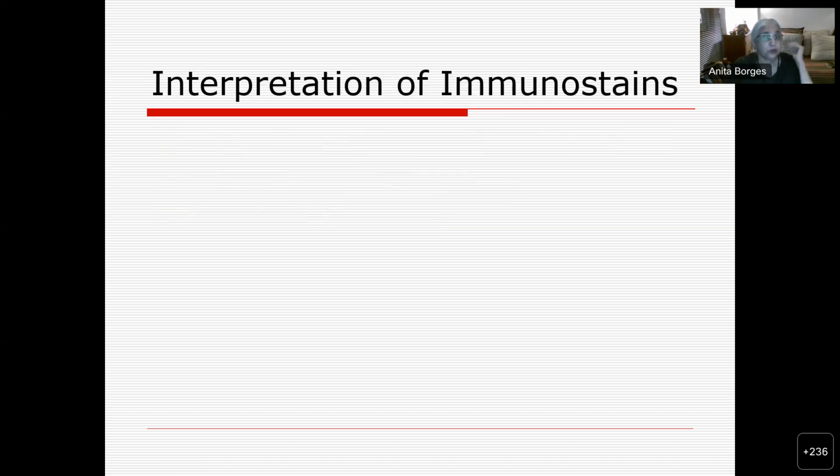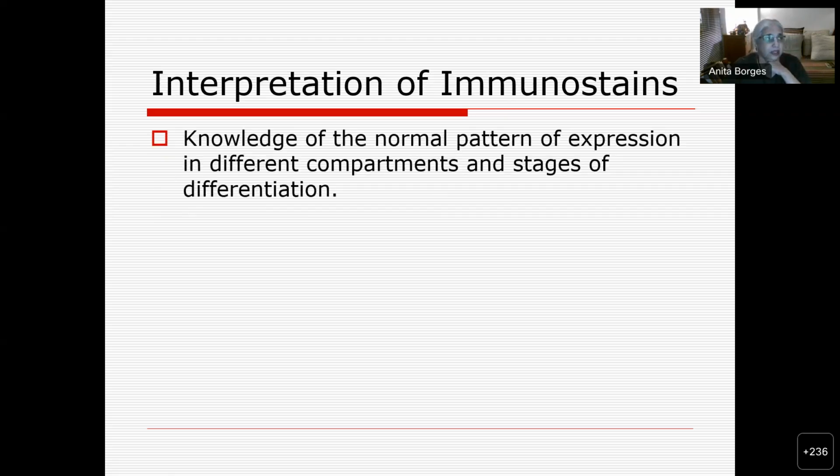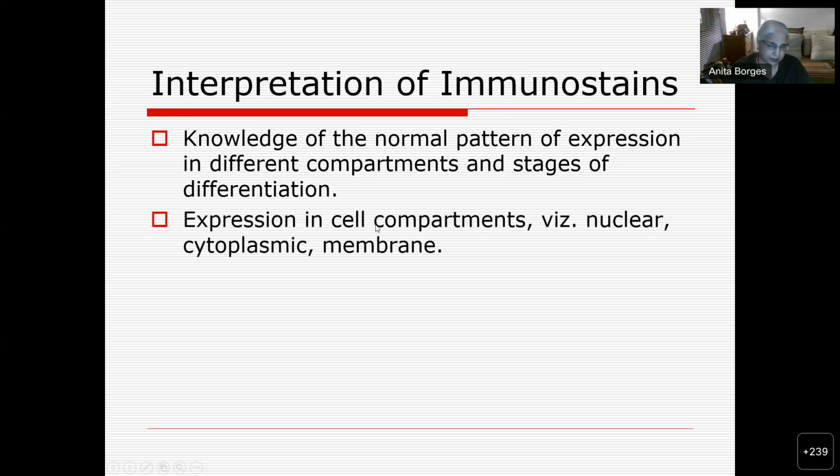Okay. Now we need to interpret immunostains, and this is where it's important that we have a knowledge of the normal patterns of expression in the different compartments and stages of differentiation, because there are stages of differentiation, and I'm sure all of you have been through immunology and you know that you have a vertical differentiation pathway, and you have a pathway that is horizontal differentiation, where it's a post-antigen pattern of differentiation that is present.